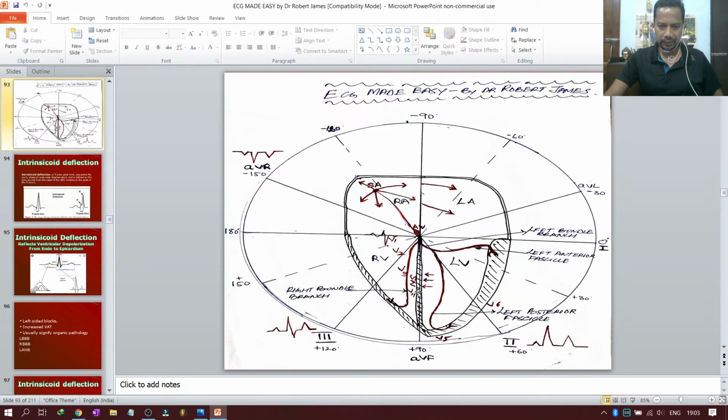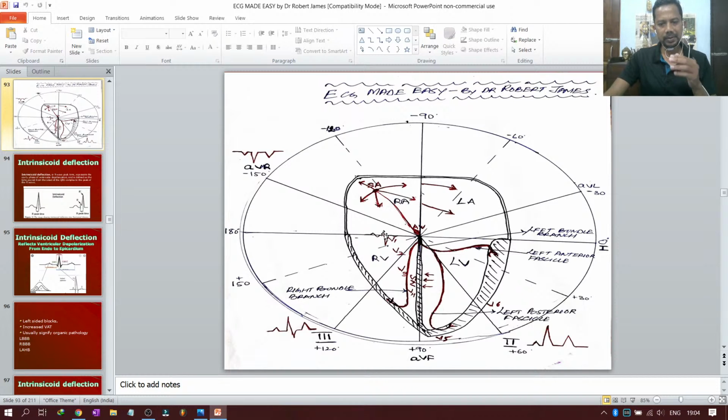Now you see, this is the interventricular septum, and the right bundle branch is blocked. So the interventricular septum has to get depolarized by the LBB, left bundle branch, or LAHB. These fibers are innervating the interventricular septum, and the depolarization is from left to right. So the R wave is out here, and it is perceived as a small r.